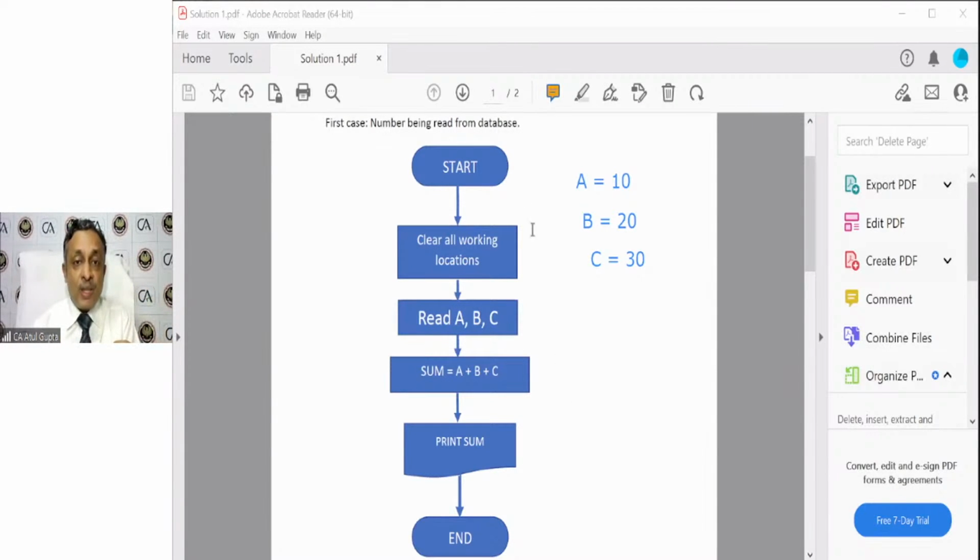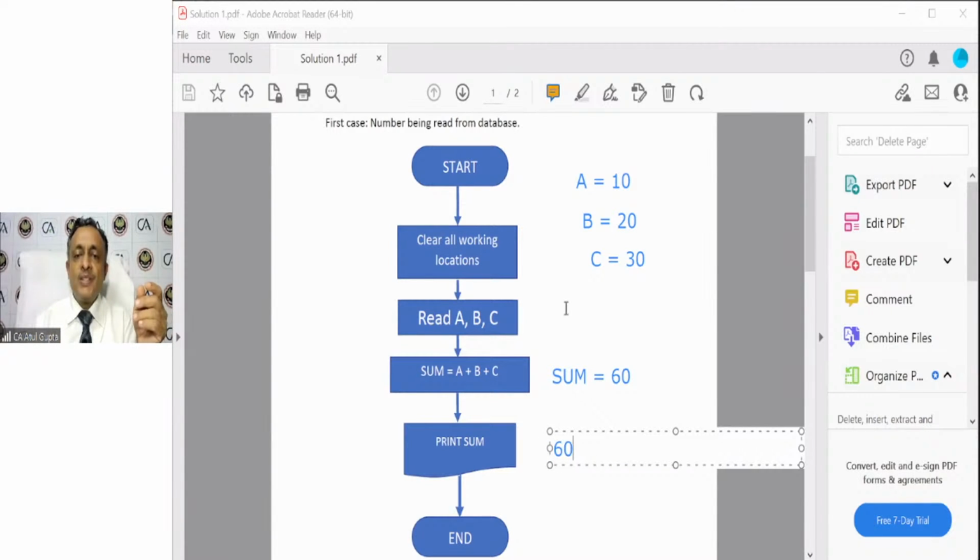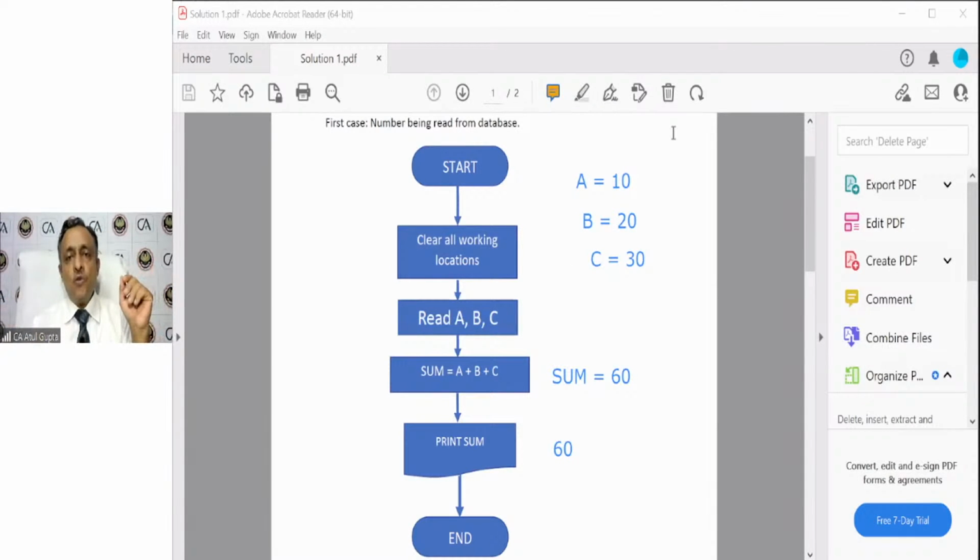Now it is generating sum. So what will happen in this step? Here, it will calculate sum. It is going to add A to B to C, and the value of sum will become 60. And here at print, it is going to print that value. The result of this stage will be on the paper or whatever mode you want, 60 will be printed like that. So this is how a flowchart is going to work.